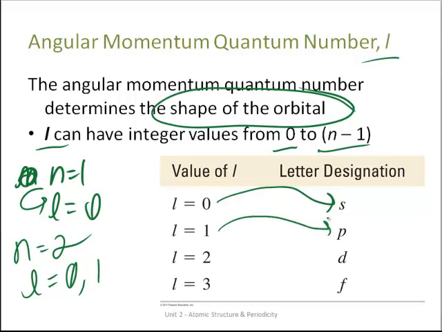L equals 1 has a letter designation of P, and we call the orbitals within L equals 1 P orbitals. L equals 2 is D, L equals 3 is F, and from there on out we will go through the alphabetical order. These letter designations come from properties of the emission spectra that were first being viewed when these quantum numbers were being investigated through emission spectroscopy. Okay.